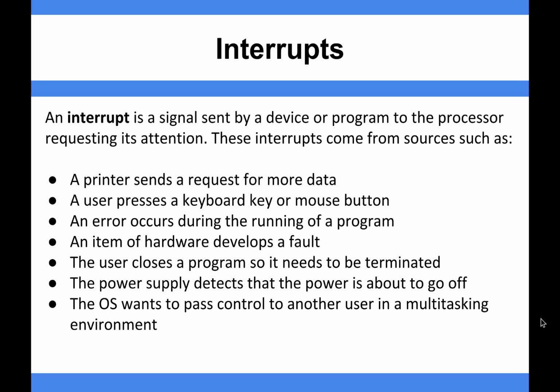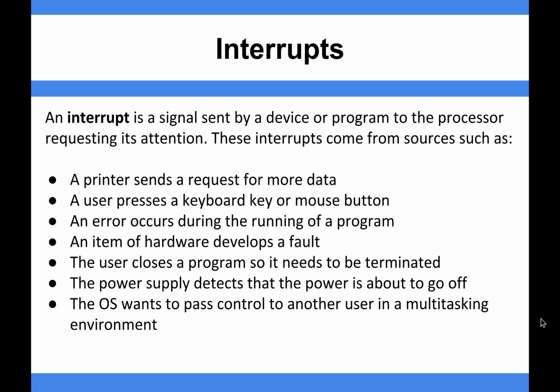So some examples. The interrupt signal is sent by a device or program to the processor requesting its attention. Here are some examples of possible interrupts. Things like a printer requesting more data, a user pressing a key or a mouse button, an error occurring when a program's running, an item of hardware developing a fault, user closing a program so it needs to be terminated, power supply detects the power is about to go off because then it will go through the process of trying to save as much of RAM as possible. And the operating system wanting to pass control to another user in multitasking. They're all examples, but there are thousands of them, different interrupts for lots of different reasons.